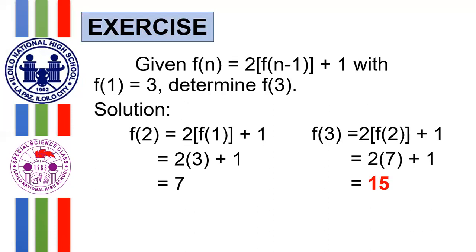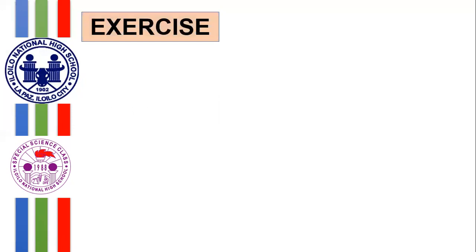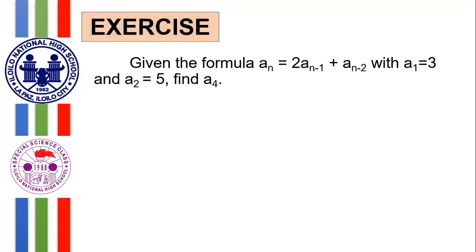Let's have another one. Given the formula a sub n equals twice of a sub n minus 1 plus a sub n minus 2, with a sub 1 equals 3 and a sub 2 equals 5, find a sub 4.